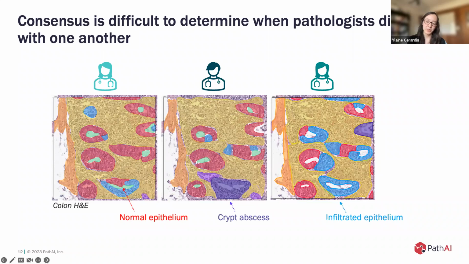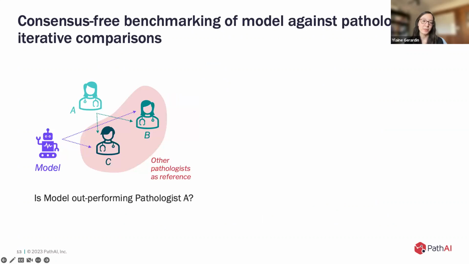The approach that we've taken to resolve these consensus issues is to do consensus-free benchmarking of the model against pathologists by iterative comparisons. To walk through how this works, let's say we have our model and 3 different pathologists, A, B, and C. What we do is that we first compare the model against pathologist A by comparing the model against each of the other 2 pathologists as a reference.